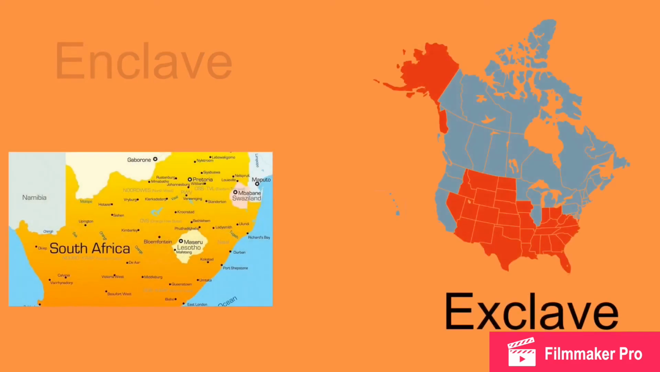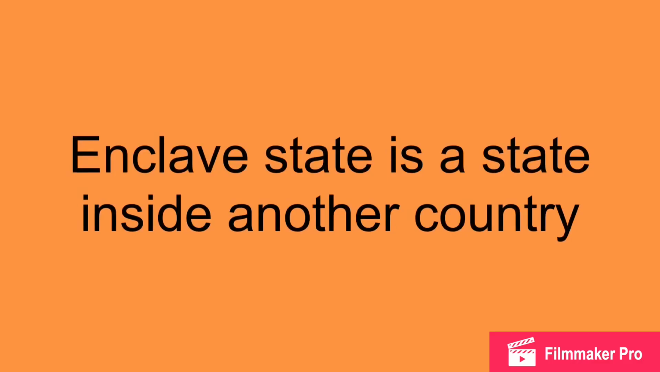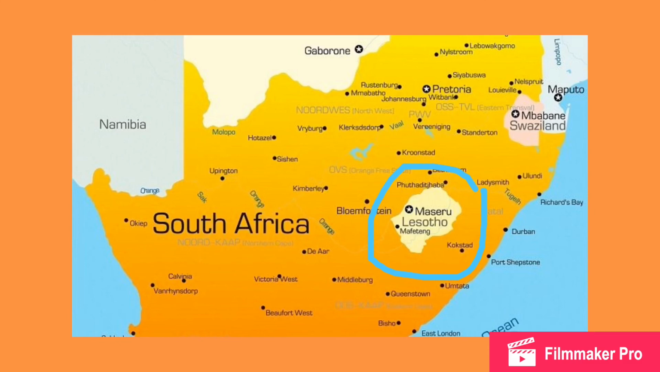The last topic is enclave and exclave states. They're often mixed up with each other. Enclave is in and exclave is out. An enclave state is a country that is inside another country. So Lesotho and South Africa, right? An exclave is a state that is cut off from the rest of its country.